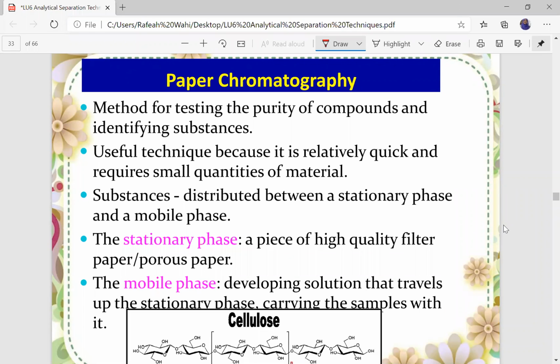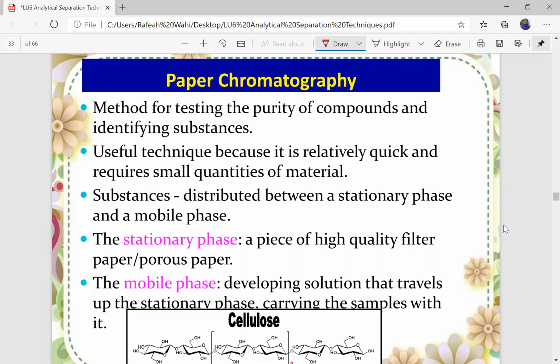Now let's discuss paper chromatography. Paper chromatography is one of the simplest forms of chromatography separation methods. It is a method for testing the purity of compounds and identifying substances. It's very useful because it is relatively quick and requires very small quantities of material.